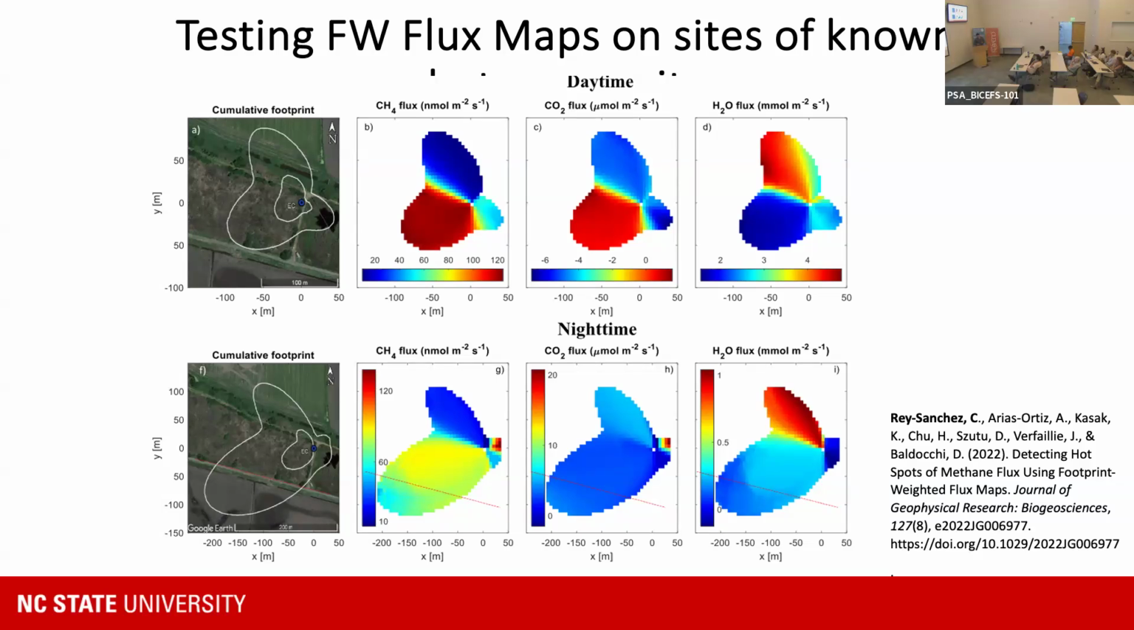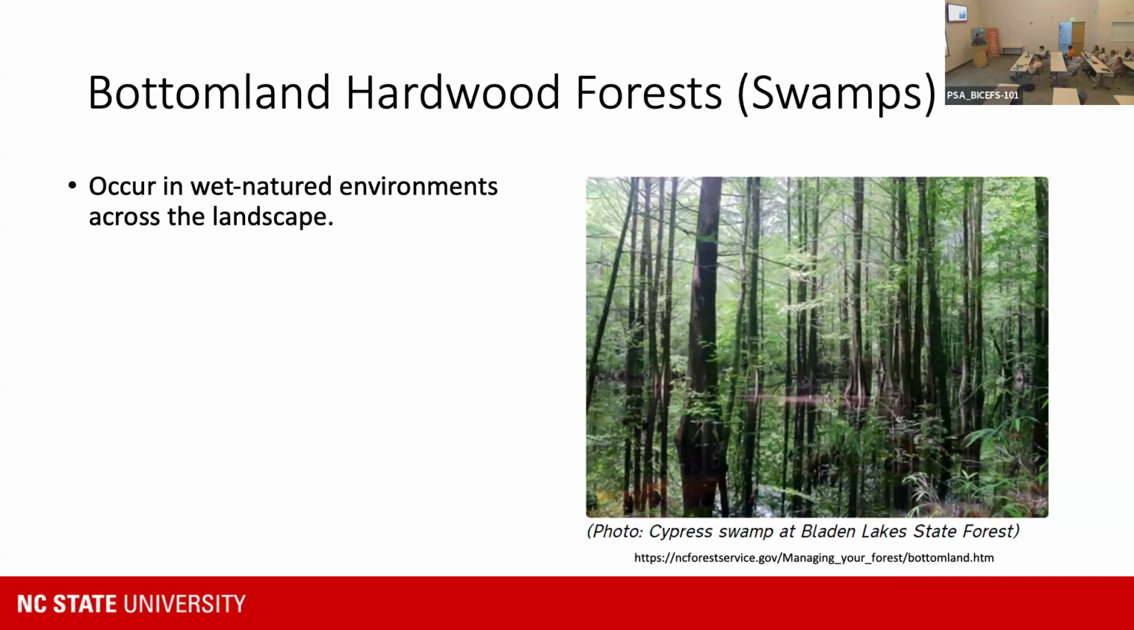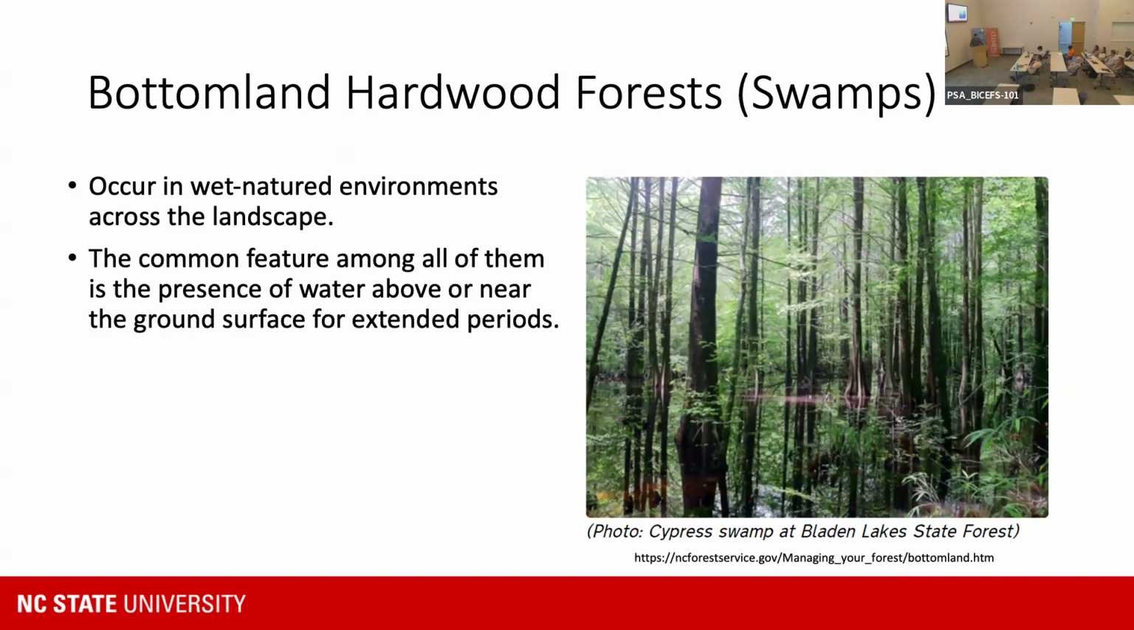So now we're doing a transition to how this is applied to our sites. We know that wetlands are especially heterogeneous in their land cover composition, but also in the way they produce methane, right? Because we have all these processes happening at the same time. So we now wanted to study this in the bottomland hardwood forest, which you can think of as just like a swamp, like this photo here, which are common in North Carolina and here in South Carolina, occurring in wet environments.